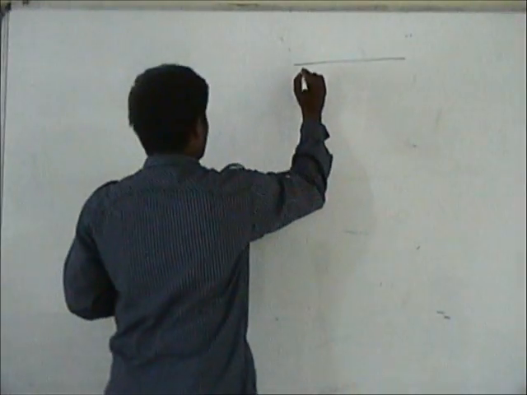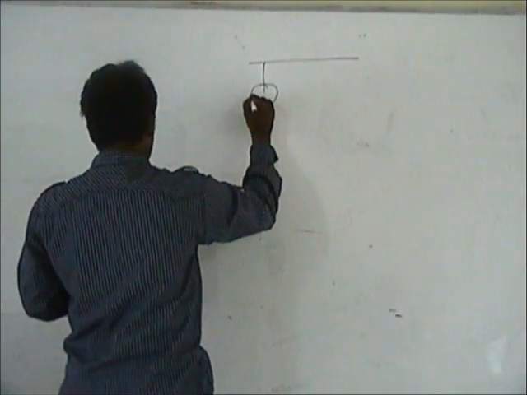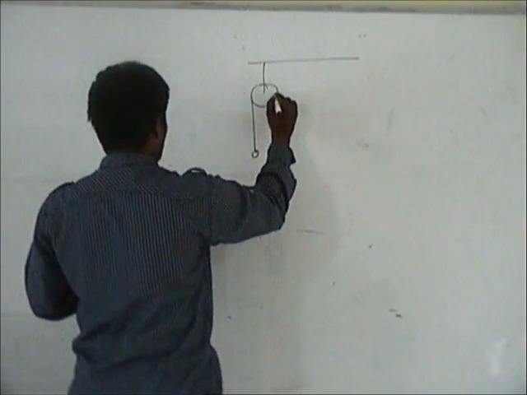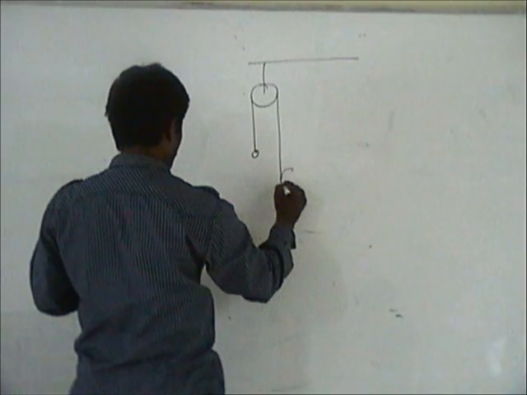So one more problem I would like to present. We have a system of pulleys sometimes given like this. Let us check this. Once you know this, the remaining you can easily do.